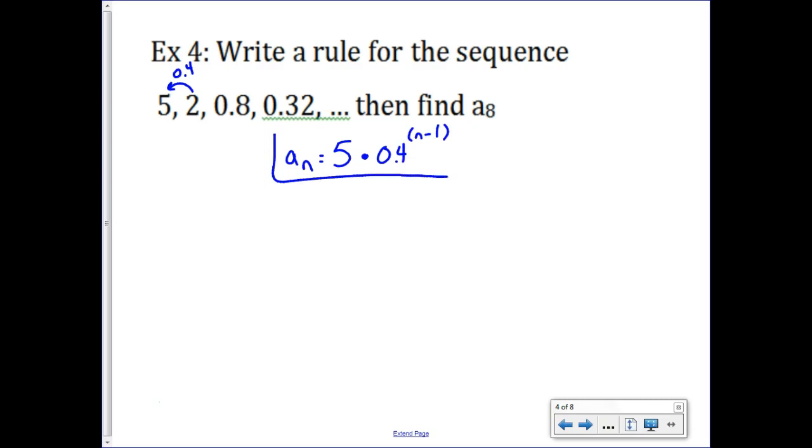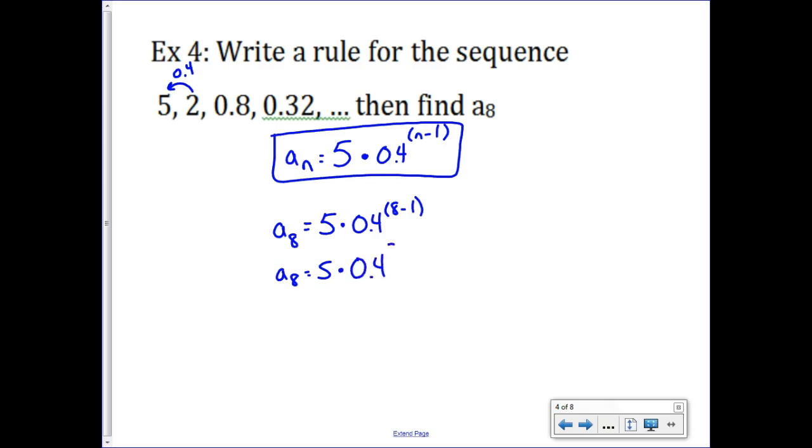So there's our rule. Now we're going to use that to plug in 8 everywhere we see an n. So 5 times 0.4 to the 8 minus 1. So we get 5 times 0.4 to the 7th power. And that would be 0.008192. That's our 8th term here.